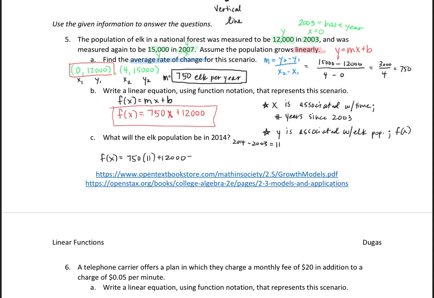So plug that in your calculator, and when you do, you should get 20,250. So in 2014, you would guess that there would be 20,250 elk.